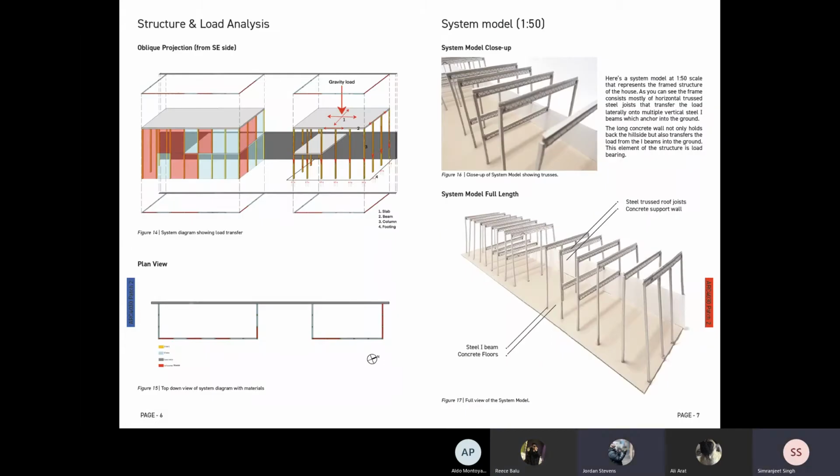So if we're looking at the structure, I created these diagrams to show an isometric view showing how the load will be transferred throughout the structure, as well as a plan view of the steel frame, columns, concrete retaining wall, as well as the windows and colour stucco panels.